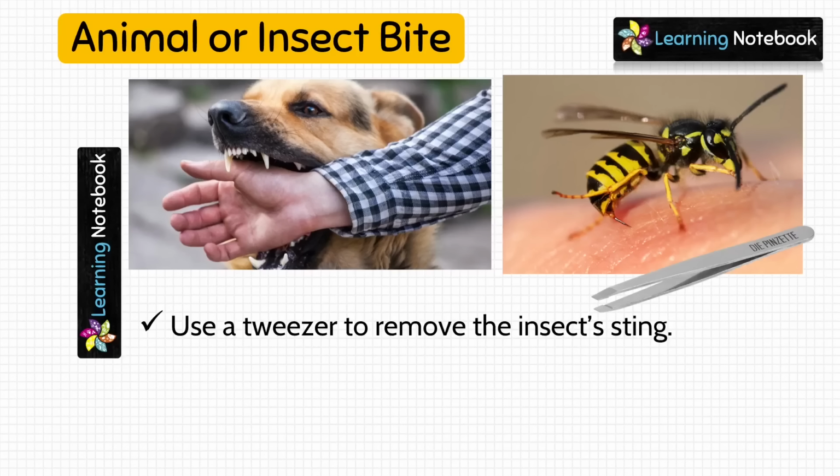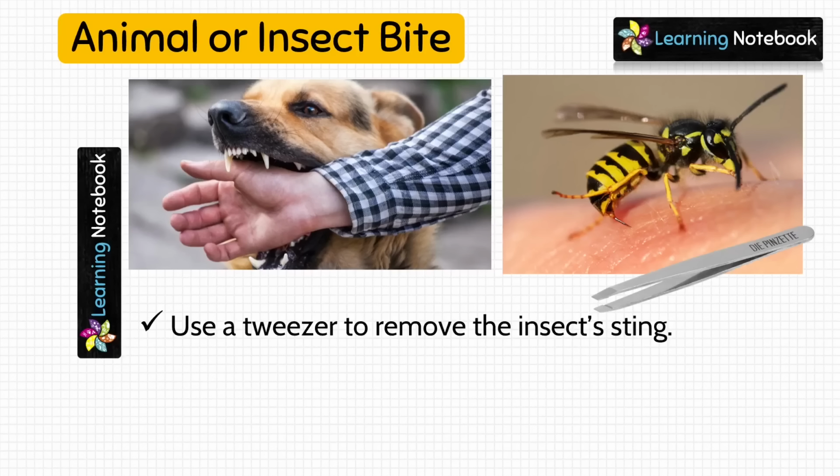Now, specifically for wasp sting, students, do you know what is wasp? In common language, wasp is known as tataiya. So, in case of wasp sting, we can apply lemon juice or vinegar to reduce the pain. So, this was about insect bite.